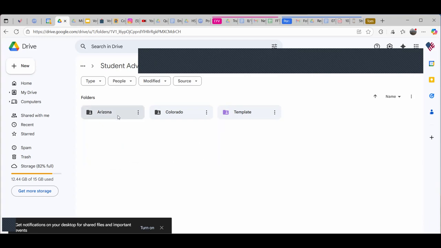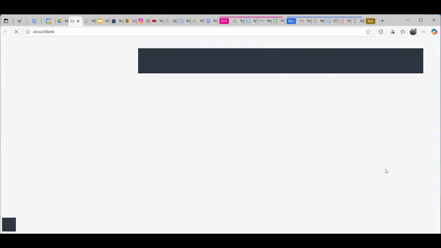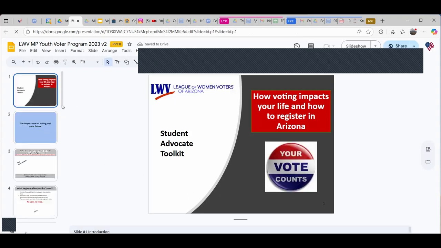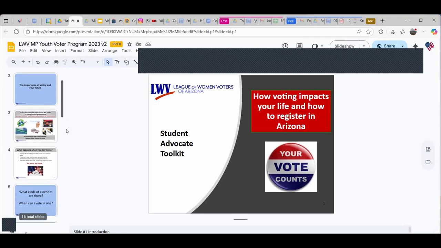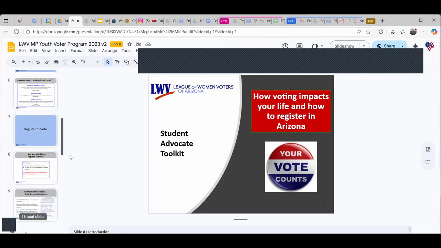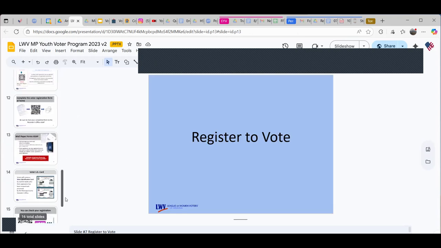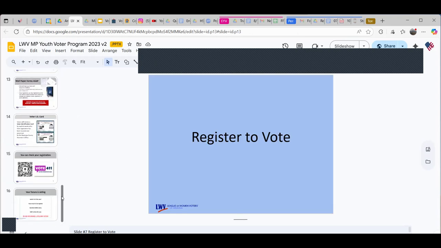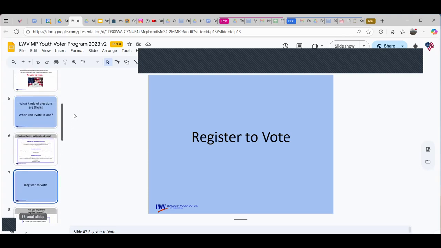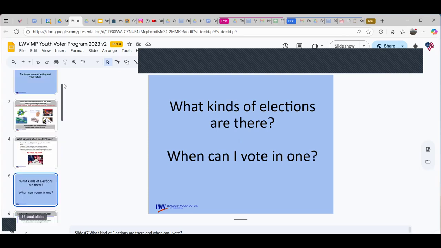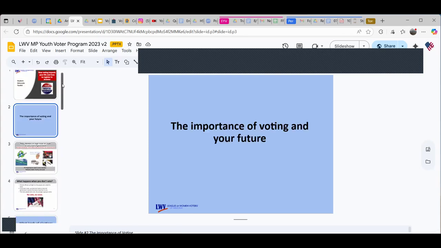Colorado and Arizona have both done it for their own state and changed it to include the voting laws that are appropriate for them. But it's still set up the same way. As you can see, it looks like there are chapter headings here. And that's exactly what it is, because each one of those has the information specifically about registering to vote here, what kind of elections there are, and why it's important to vote.